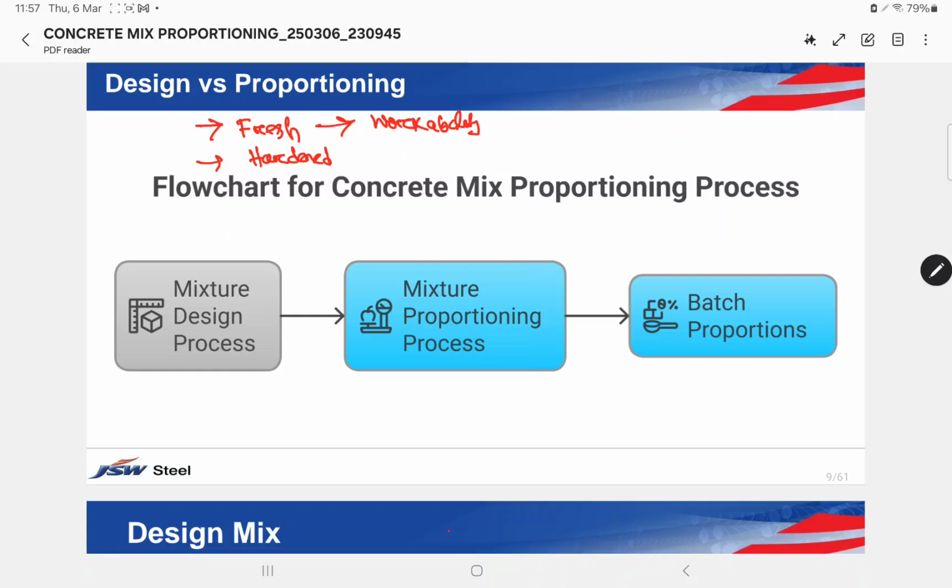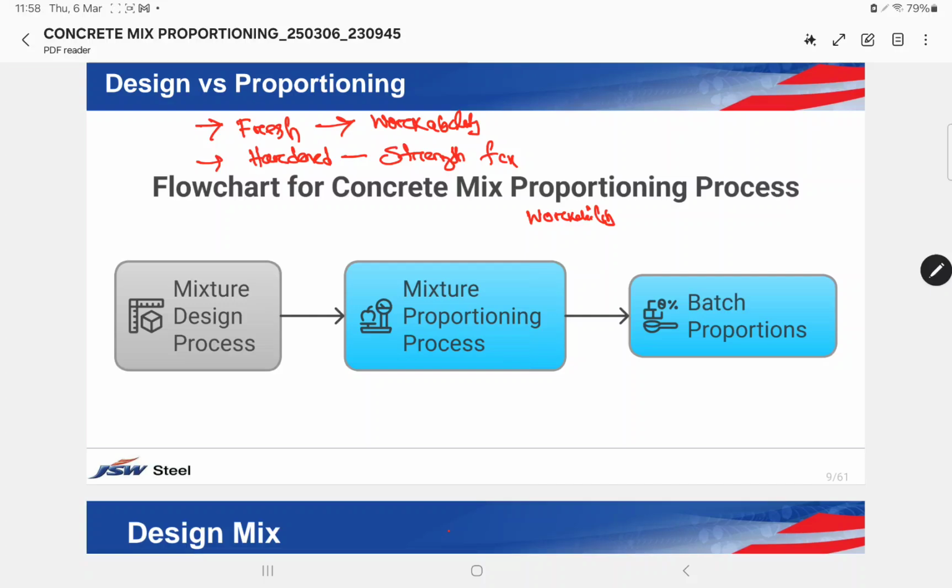So accordingly, we need to decide our performance requirement in terms of fresh state, and during hardened state we primarily deal with strength, which is nothing but the characteristic compressive strength of concrete, or fck. What is the strength requirement? We decide that during the mix design stage. So during fresh state we need to know its workability, and along with that we also need to know the durability requirements in the hardened state.